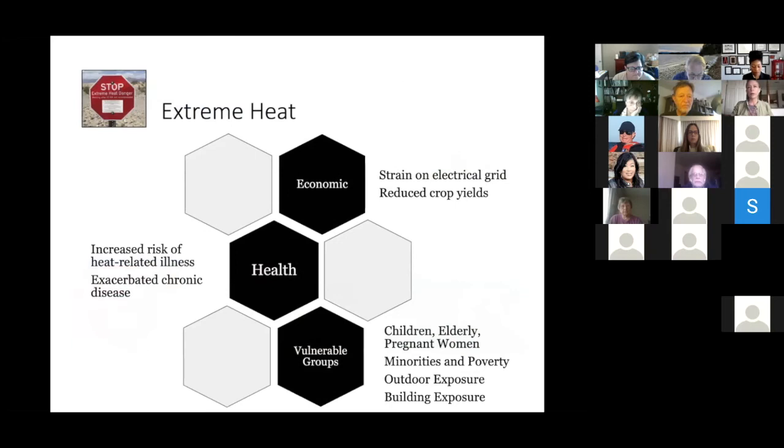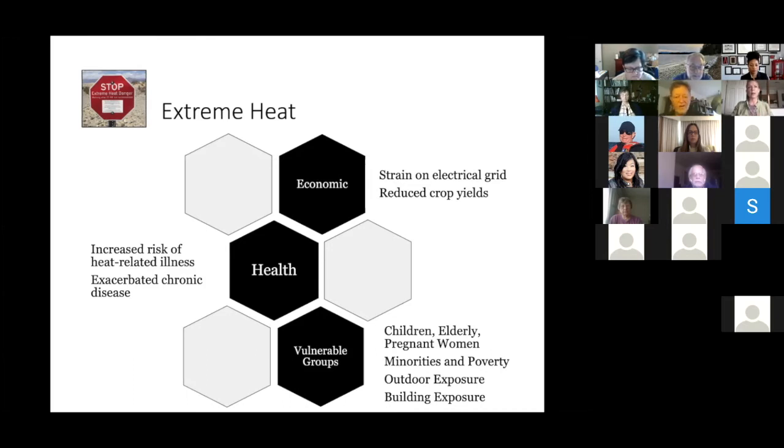So starting out with the extreme heat, the main economic impacts of heat events seen historically in this area were a strain on the electrical grid, because of increased air conditioning demand during extreme heat events, and then also reducing the crop yields and livestock yields, as well as the productivity of the agricultural and the industrial workers who worked either outdoors or in a semi-outdoor setting.